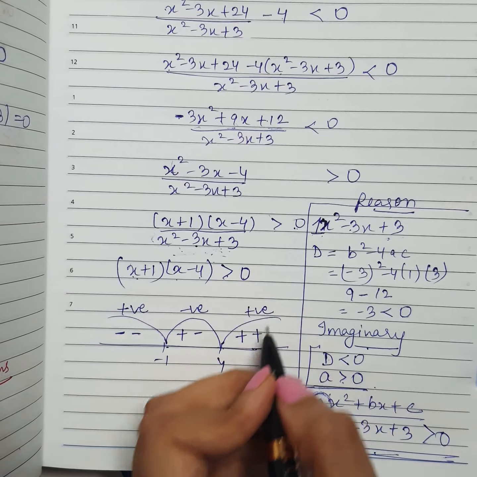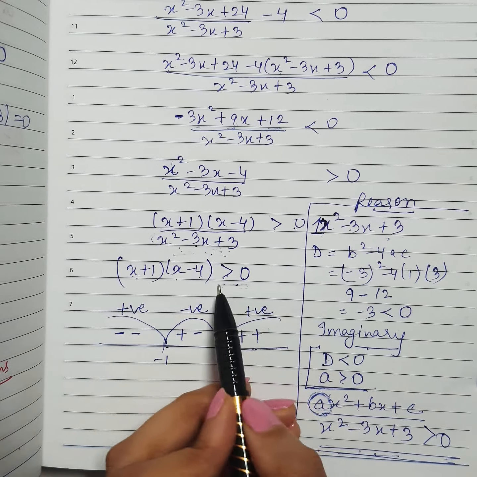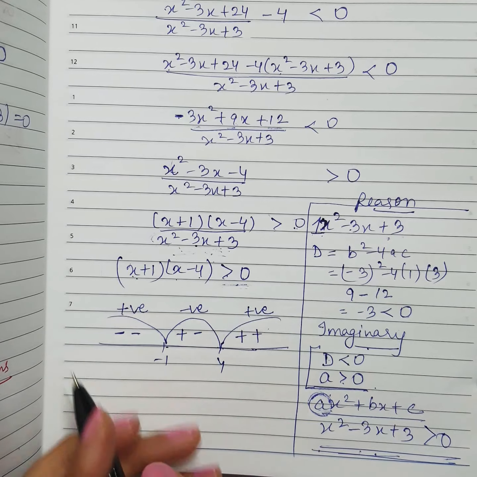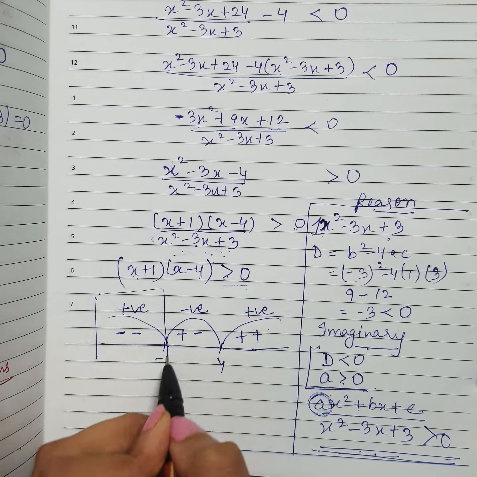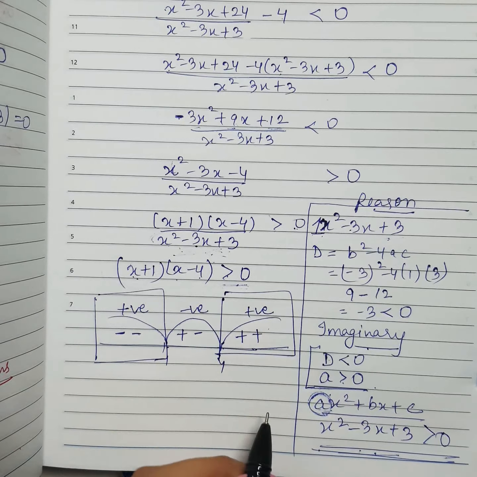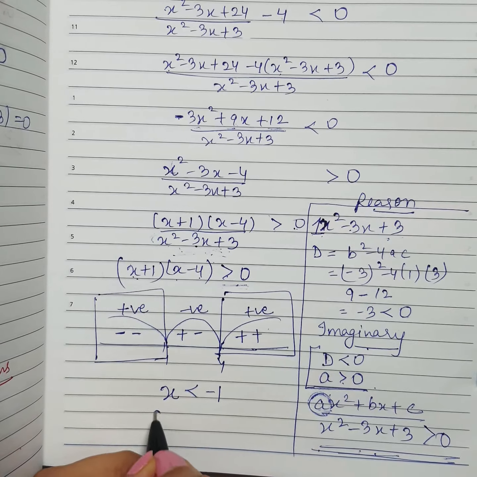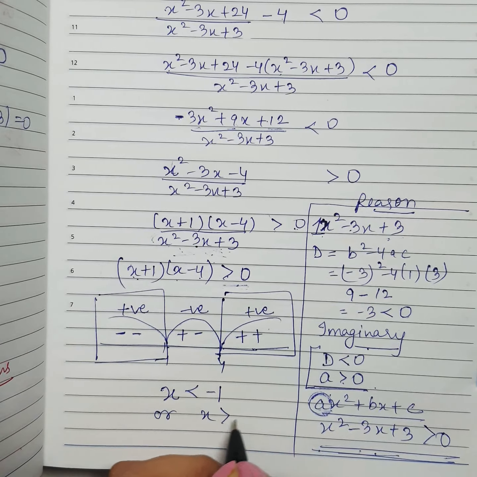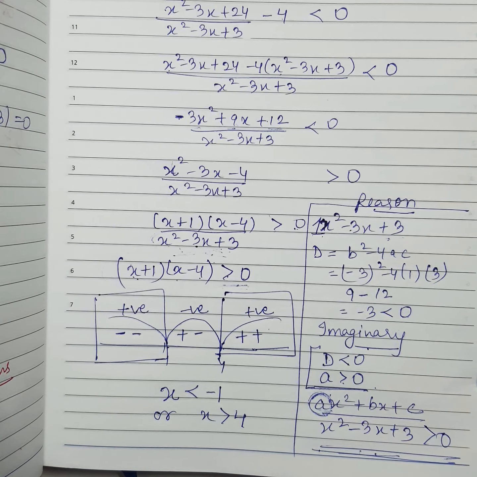So it is positive. Now we want the expression to be positive, greater than 0. For that, it is possible whenever x is either in this range or in this range. So either x has to be less than -1 or it has to be greater than 4. So I hope the topic is clear with this.